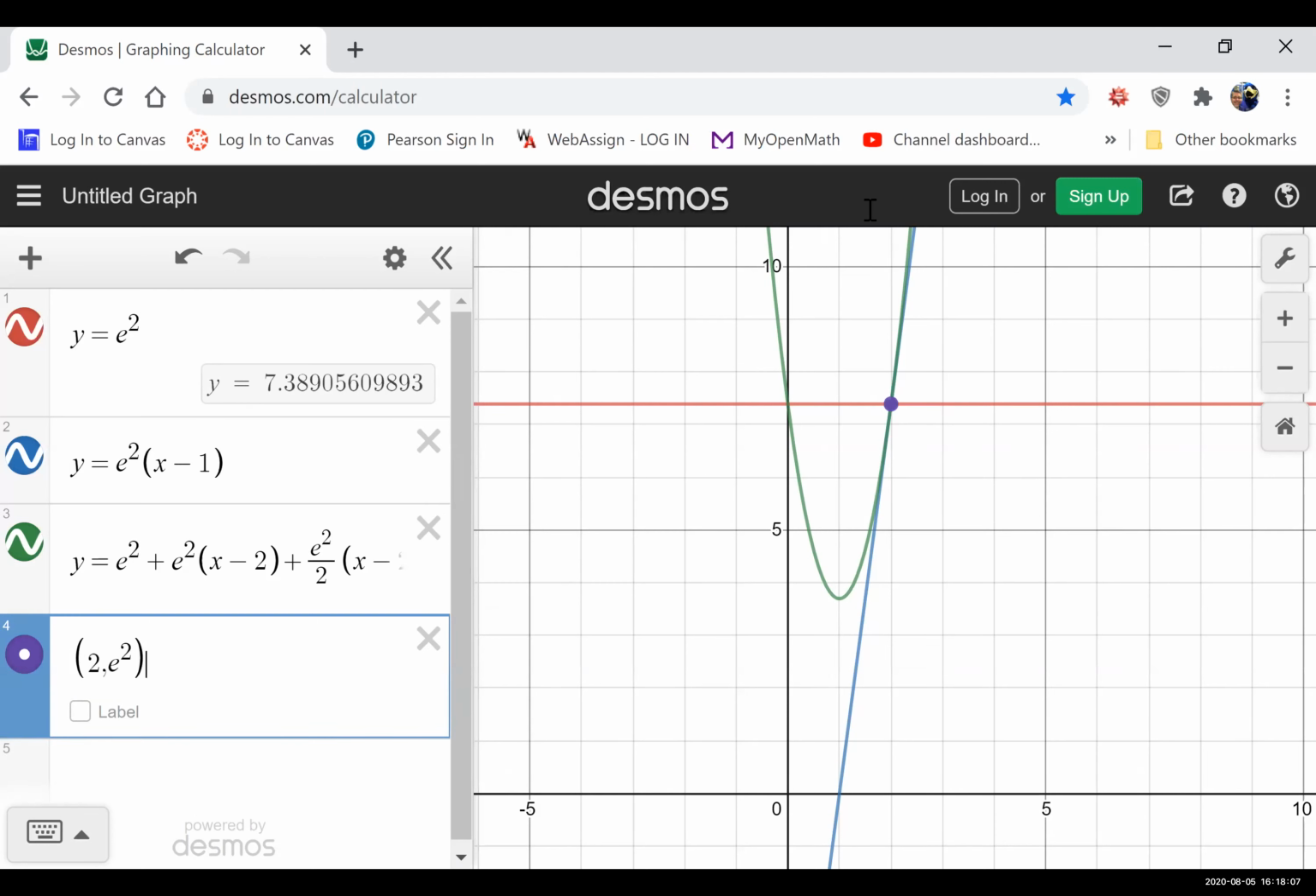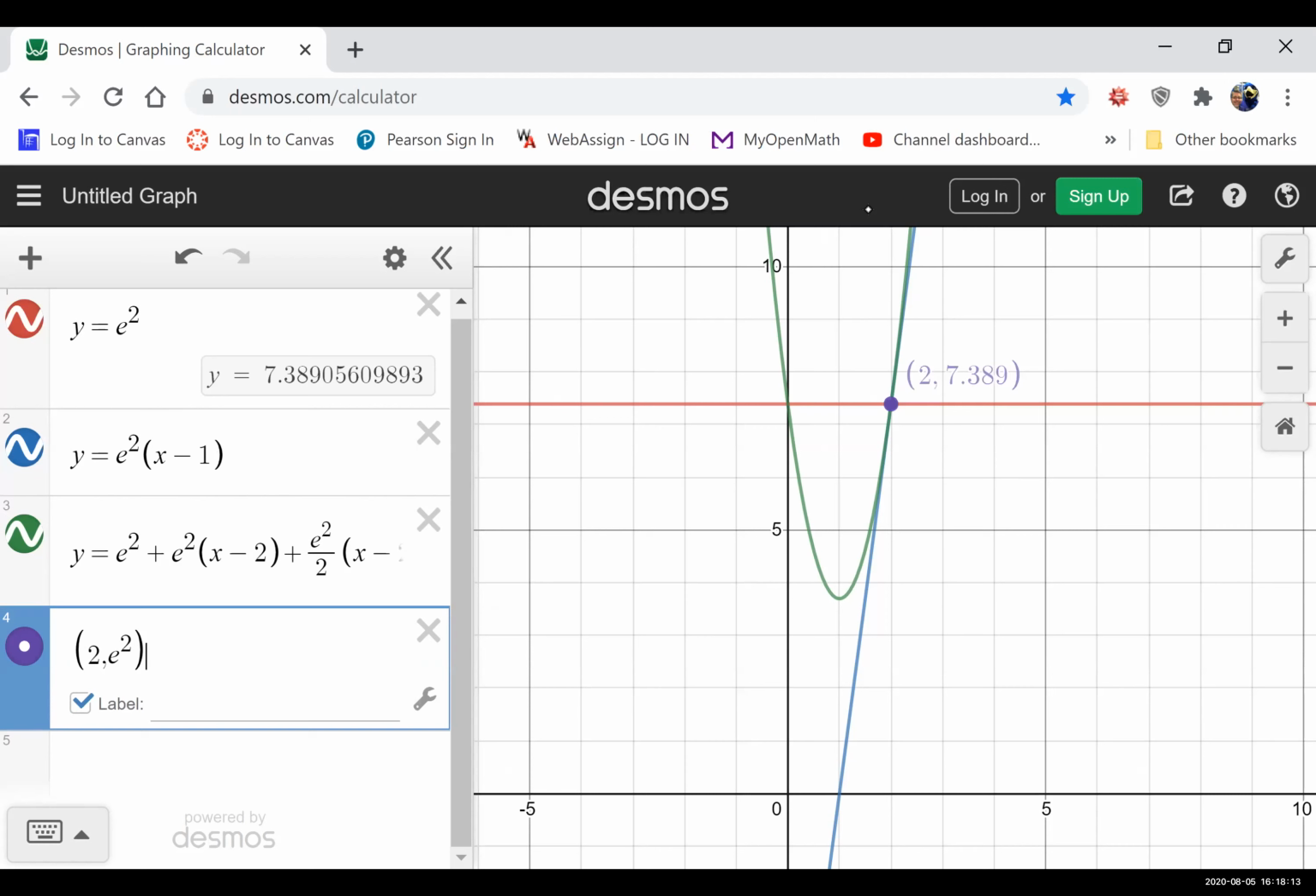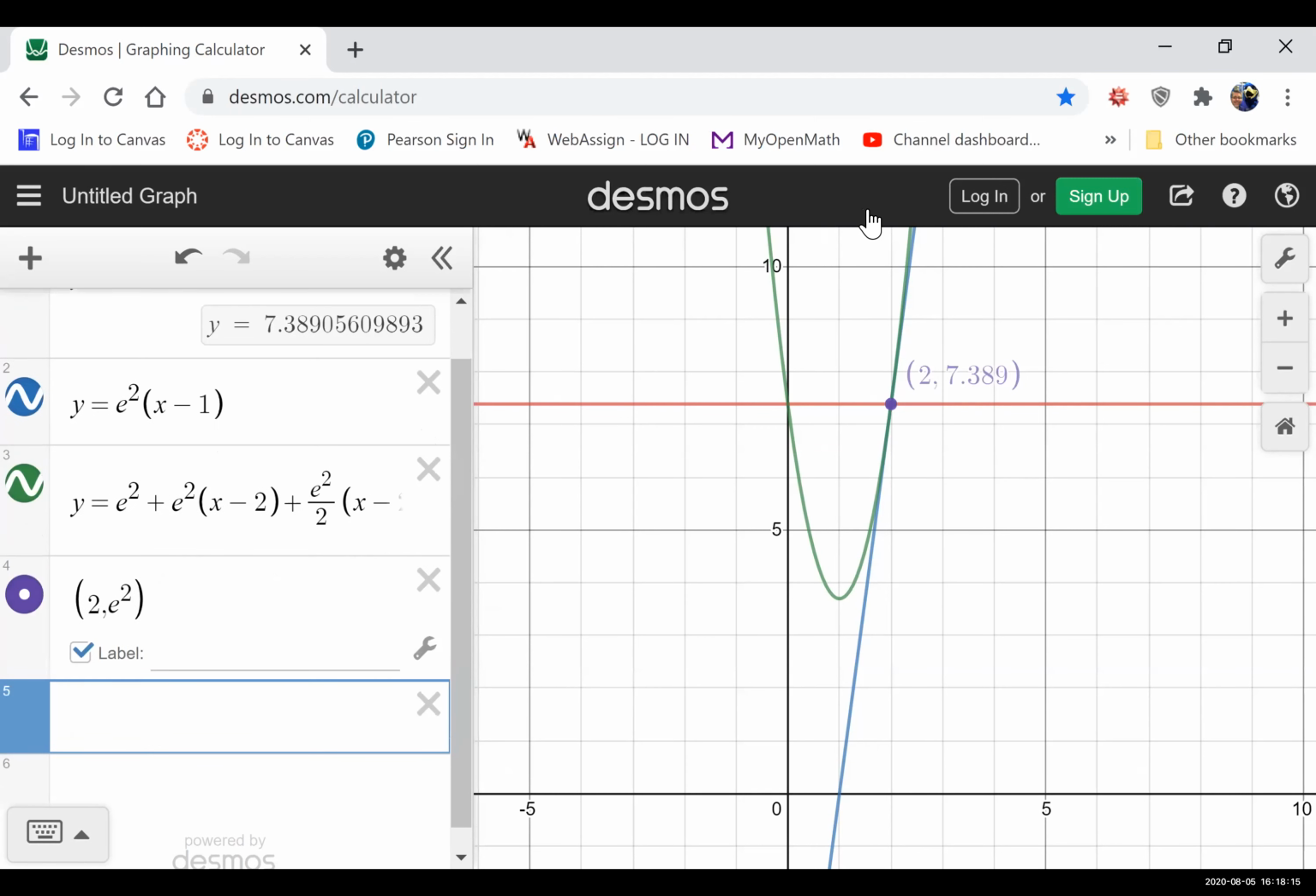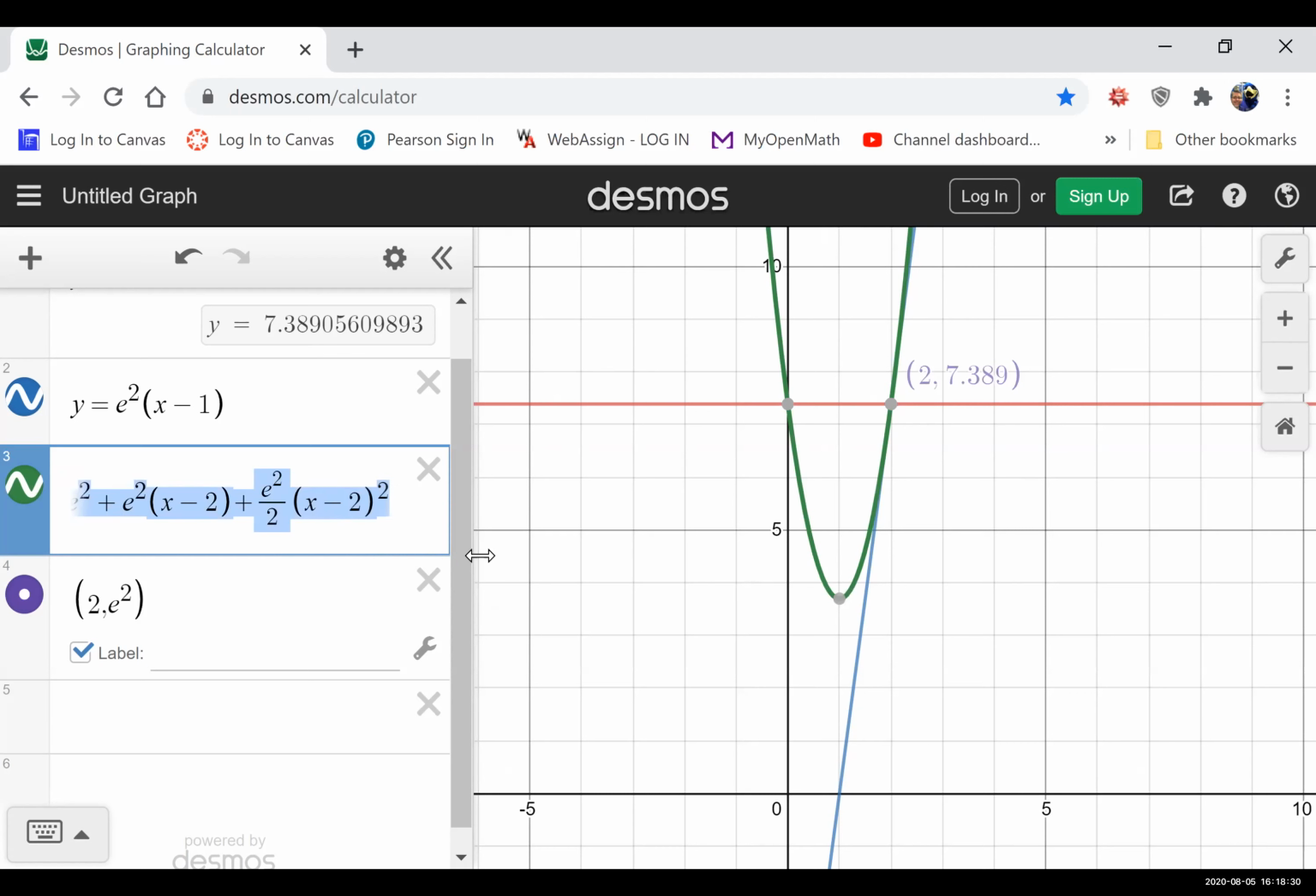Okay, so put a label there. Okay, boom. Now let's do one more where we plug in the next term. I'm going to copy and paste this thing. Where's my mouse? There it is. I'm going to copy this and paste it.